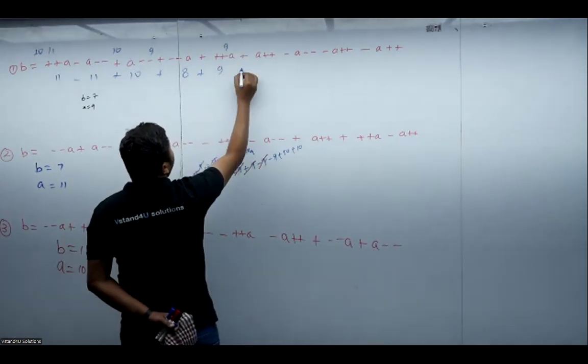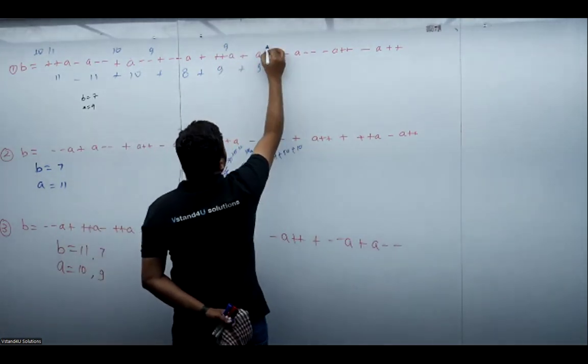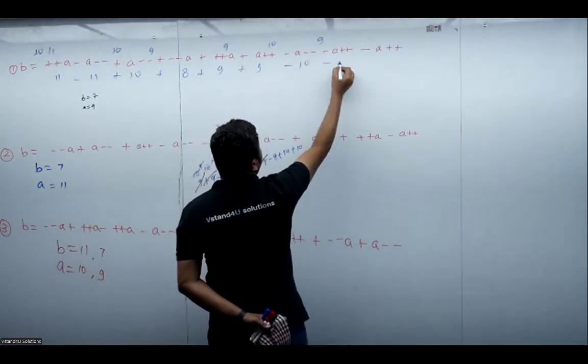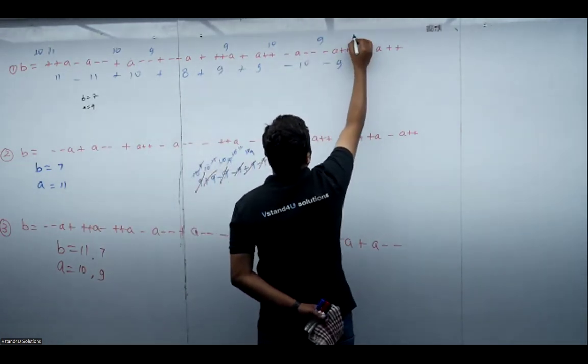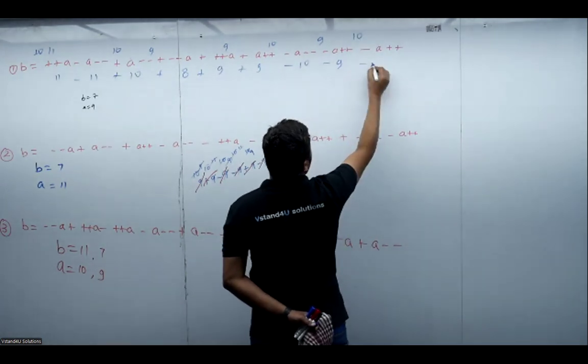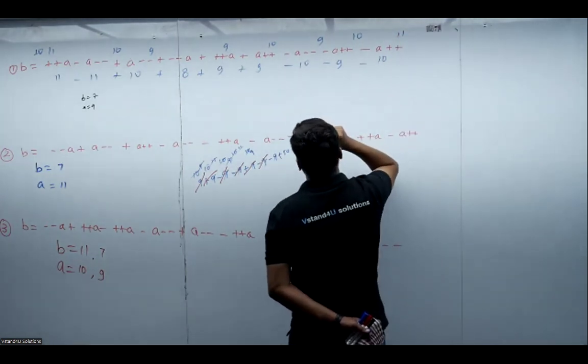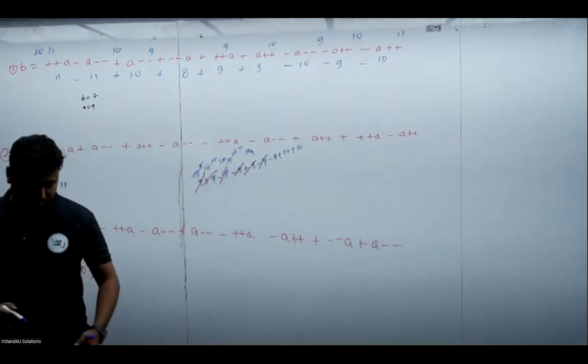Am I right? Plus use the current value, ensure to increment, minus use the current value, ensure to decrement, minus use the current value 9, ensure to increment, minus, okay, use the current value, ensure to increment. Am I right? Okay, let's check it.